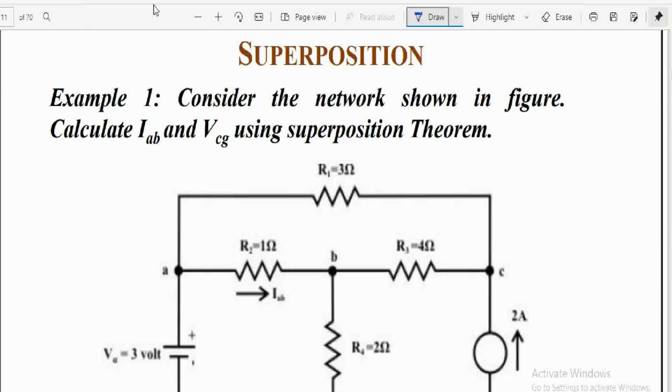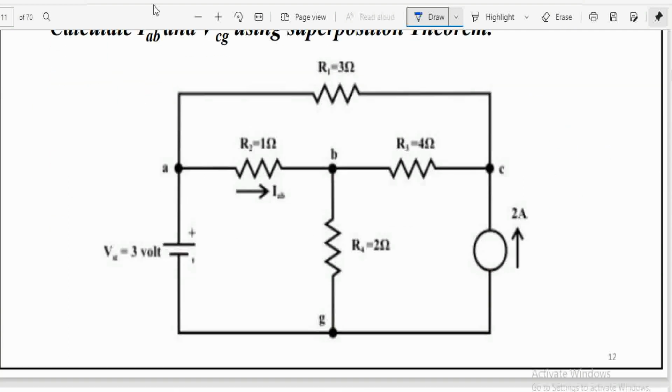So we'll see in the next class an example for superposition theorem. We are going to see this problem in the next class.